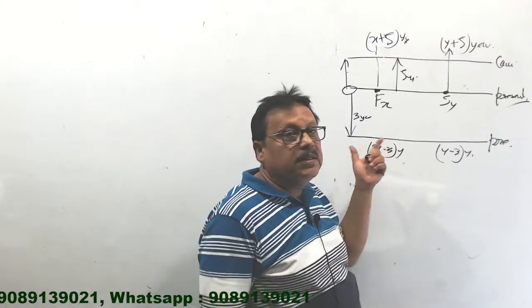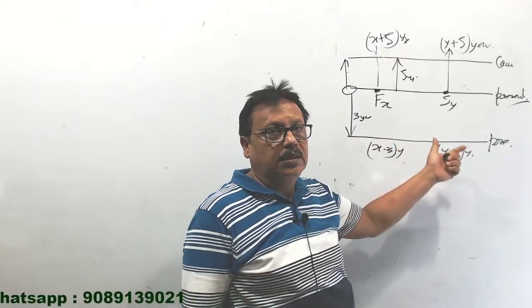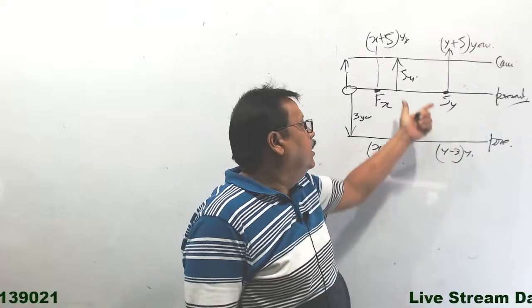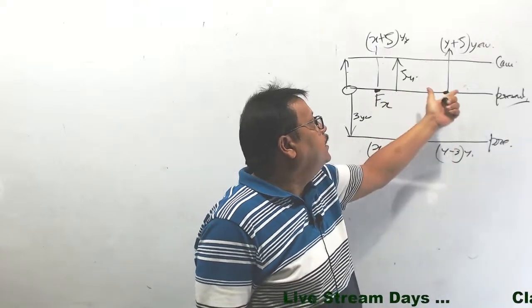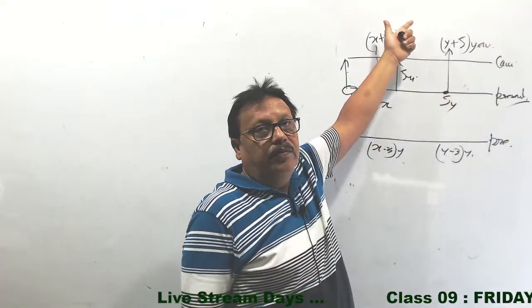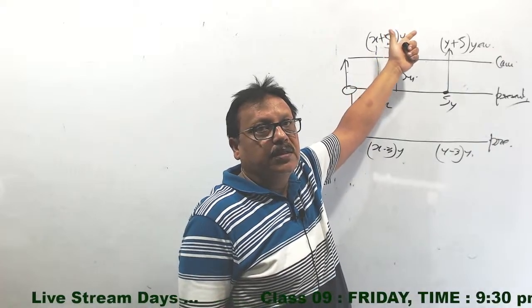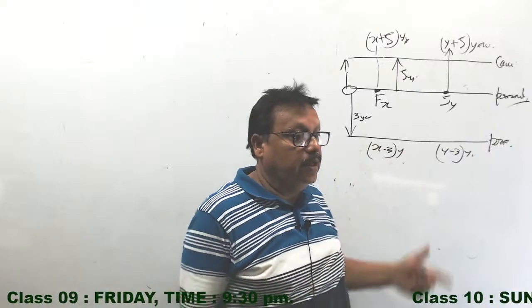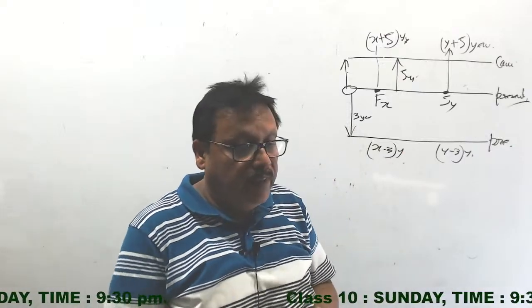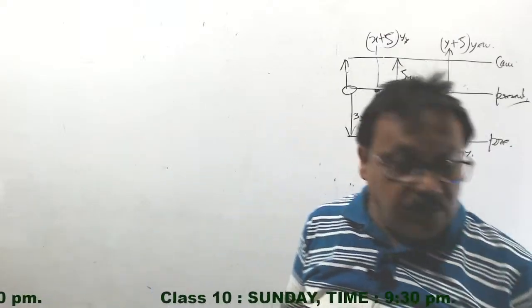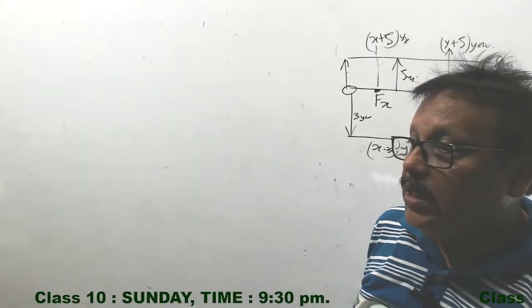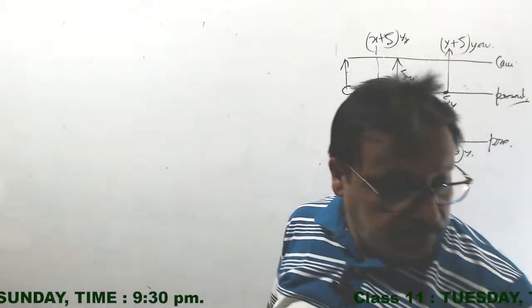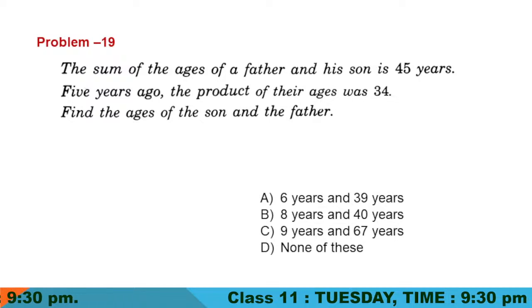You imagine this by drawing a line. It's a timeline: previous, present, and coming years. If you imagine this for this category, it will be helpful for you. Now, consider the problem.